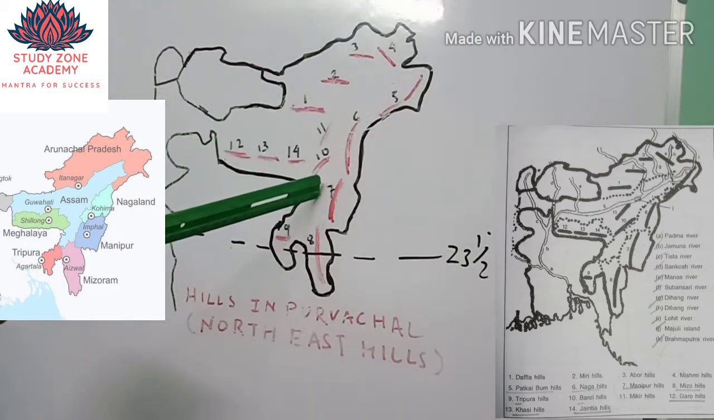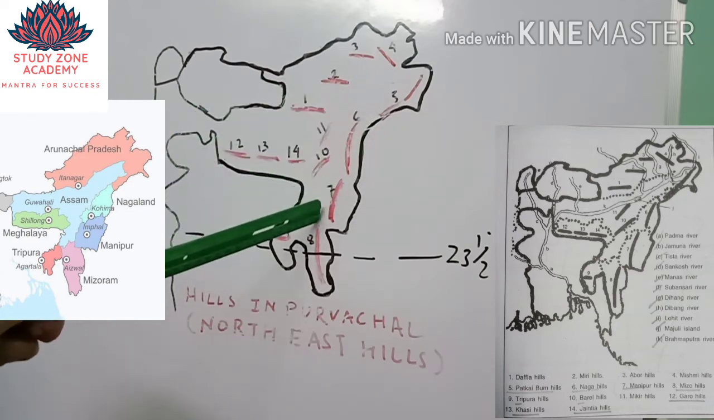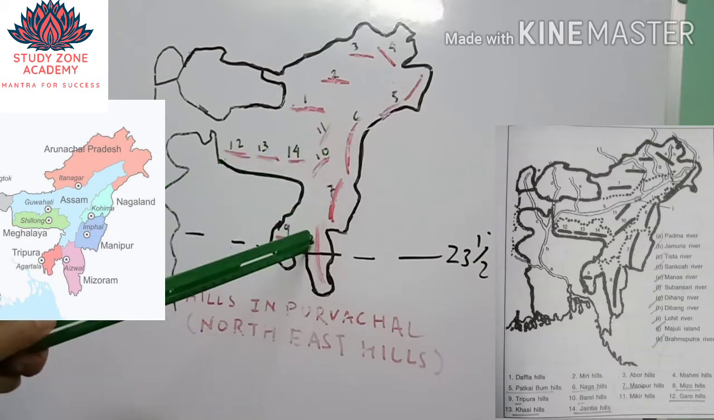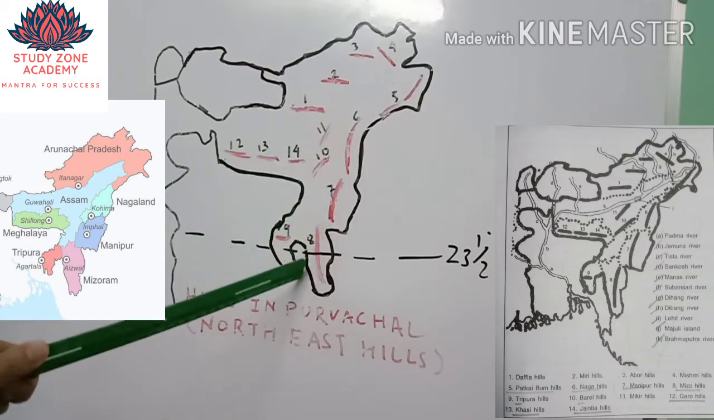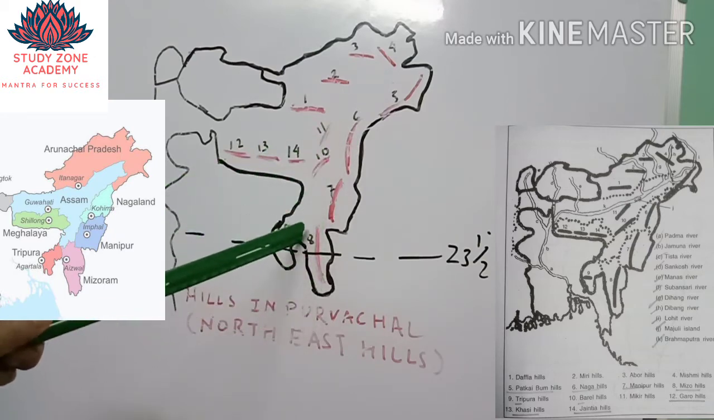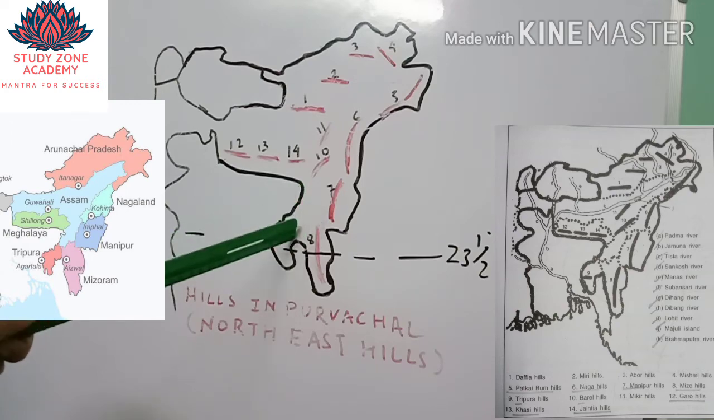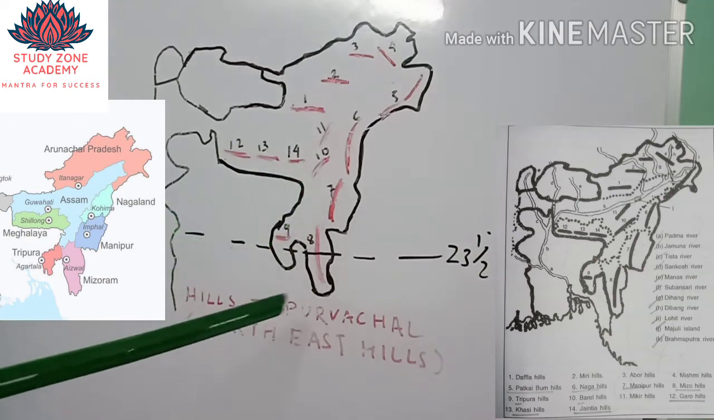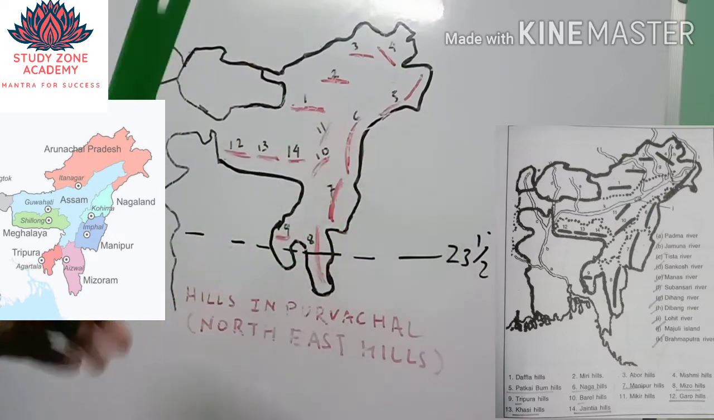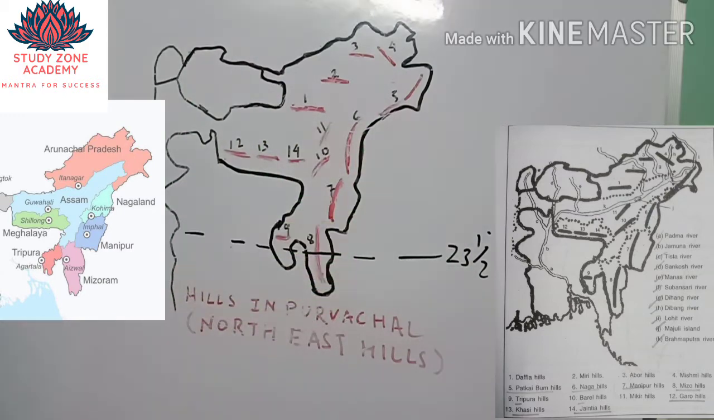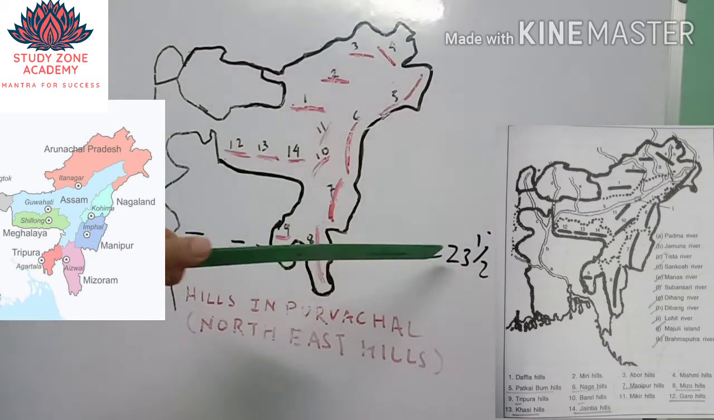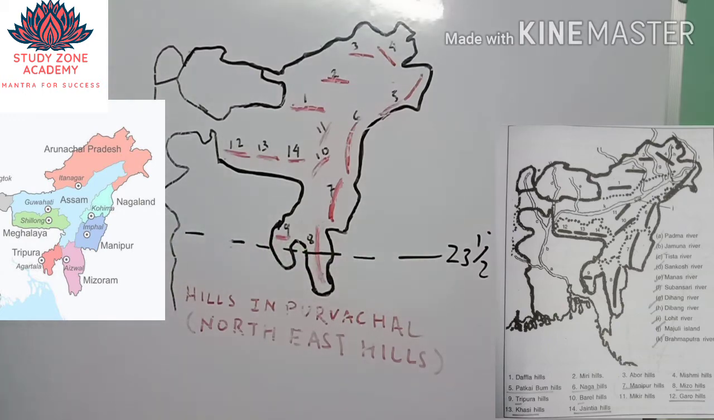Below we are going to find Naga Hills. Exactly here we are going to find Nagaland. Below, Manipur Hills, state of Manipur. In 8, this tail-like portion, you are going to find the Mizo Hills, and the state we find here is obviously Mizoram. The good thing is that we're going to find the 23.5-degree Tropic of Cancer passing through it.